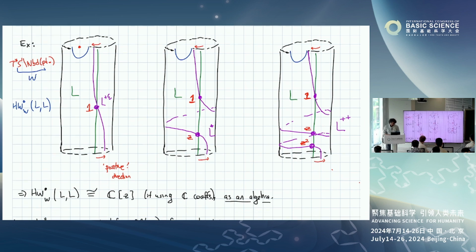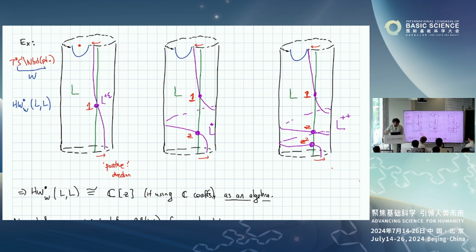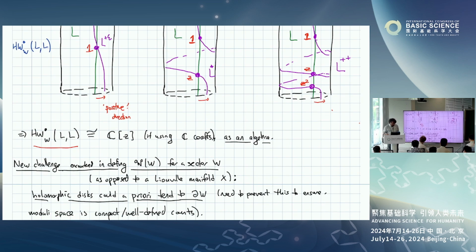So what we get as we take the limit is that this wrapped Floer cohomology of L with itself is, at least additively, polynomials in Z with whatever coefficients we're using. For instance, here I'm using complex coefficients. But in fact, more is true. This is actually true as an algebra. So this is not just true additively, it's true as an algebra.